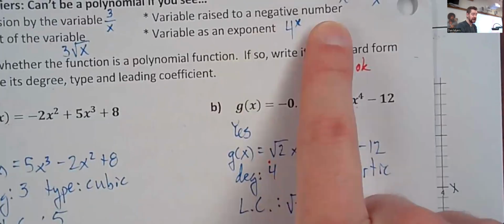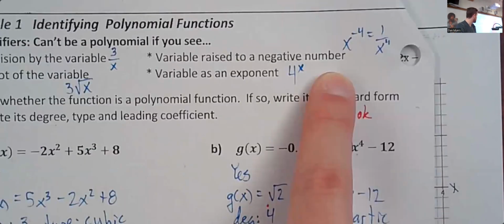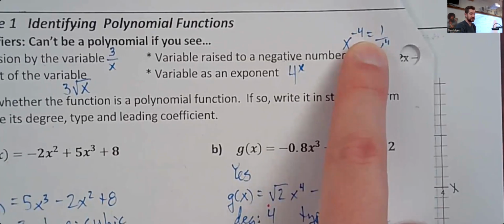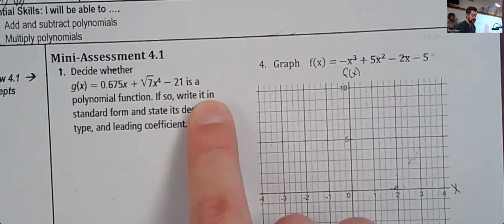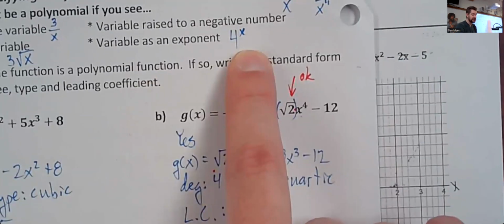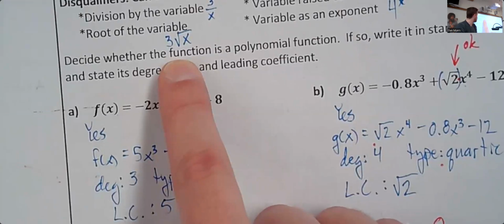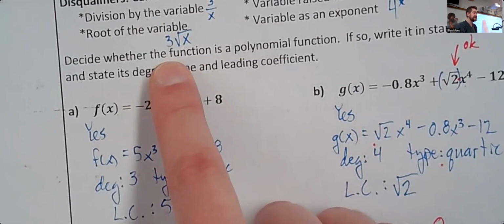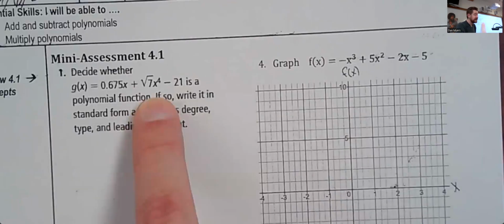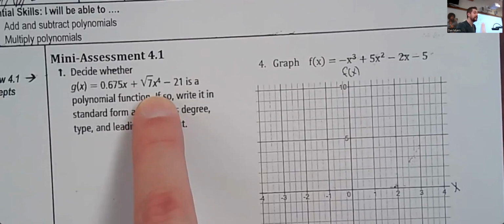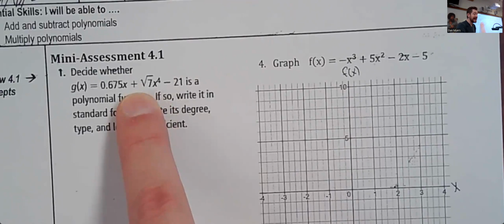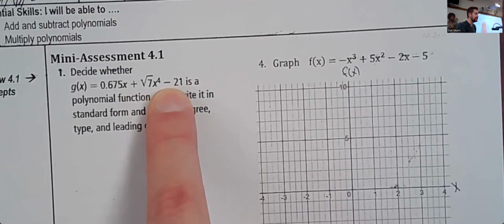If you see a variable raised to a negative number, a negative exponent with a variable, that doesn't work either. I don't see that here, so we're good so far. A variable as an exponent, I don't see that here. And then the last one, a root of the variable. This is where you have to pay close attention, because this here is not the root of a variable. That's the square root of 7. X to the 4th power is not underneath the root. It is not under the radical symbol.